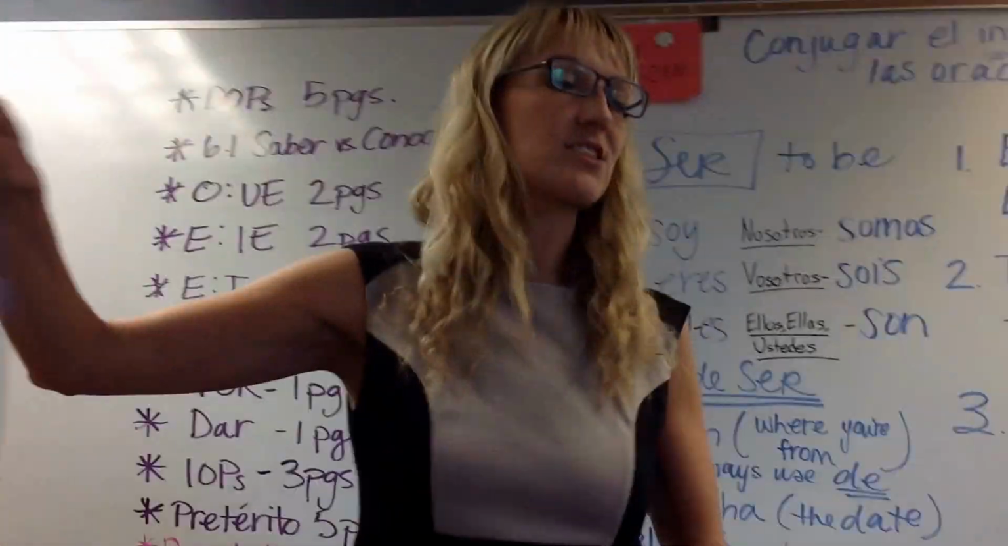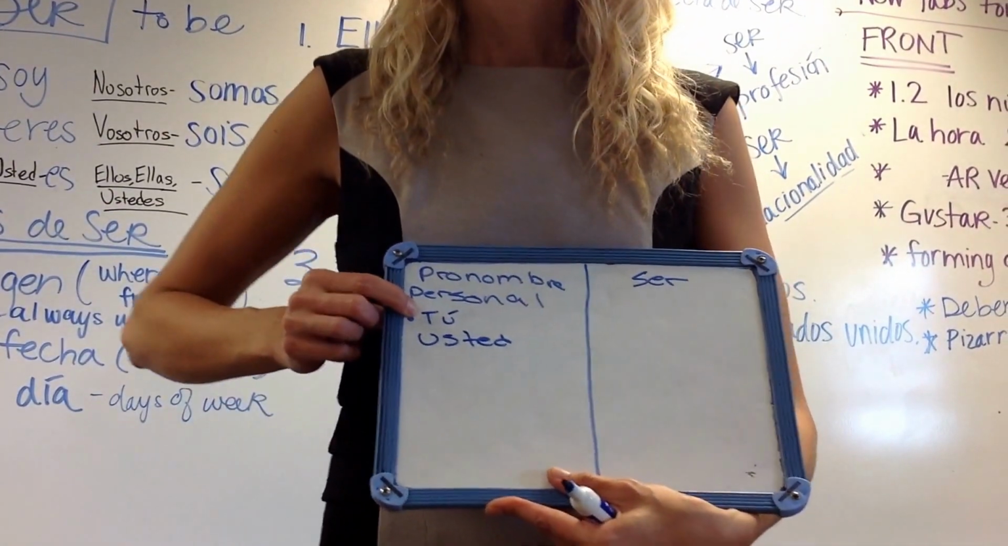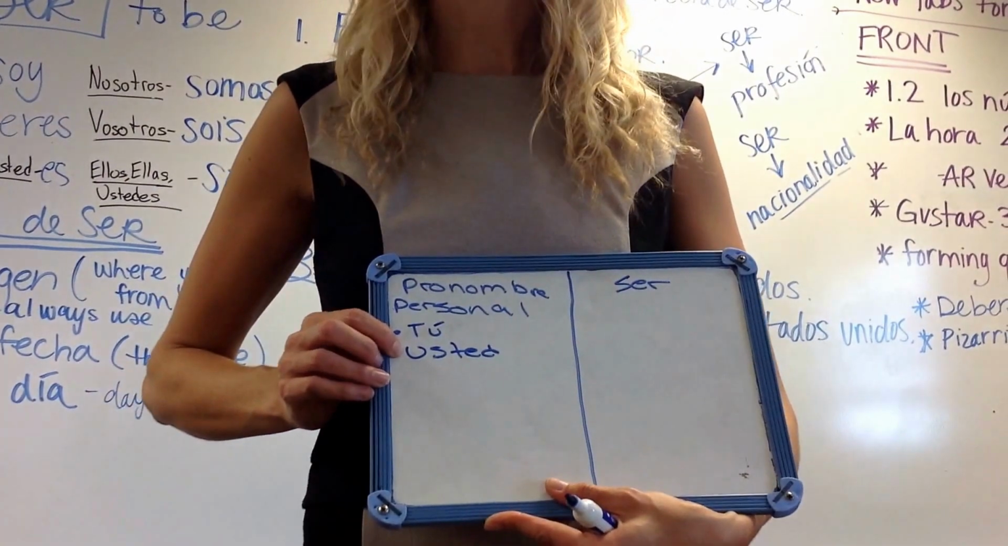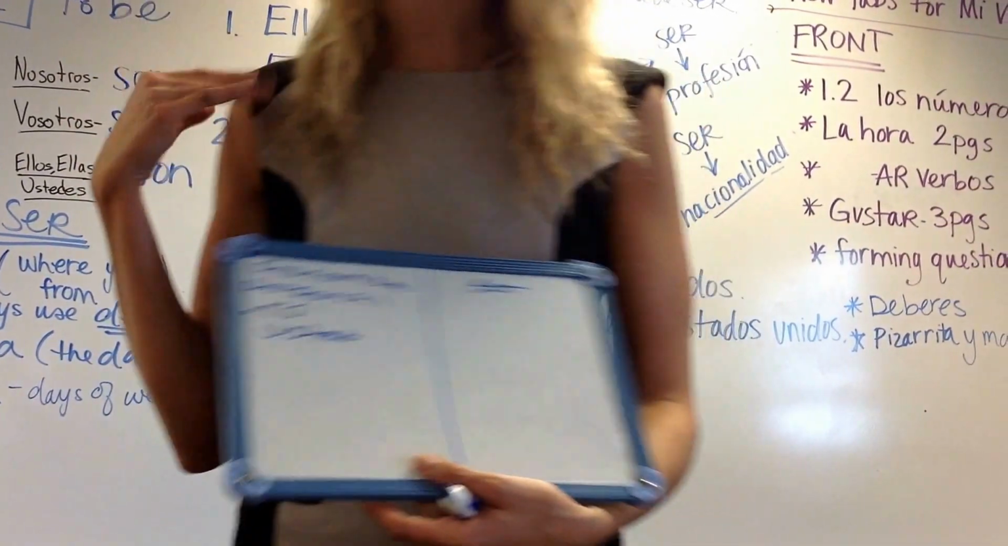Don't forget that accent. So the two ways to say you in Spanish are, repite, tú. What does tú mean? You, informal. And repite, usted. What does usted mean? You, formal.